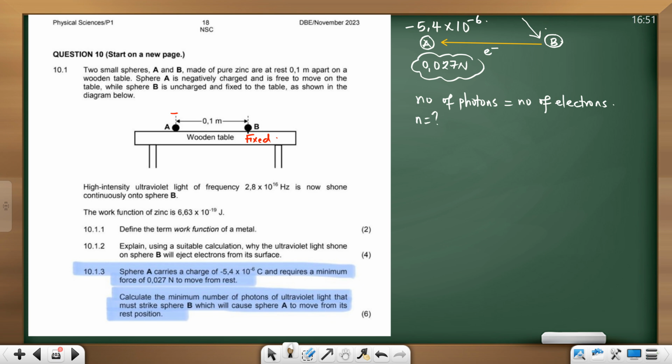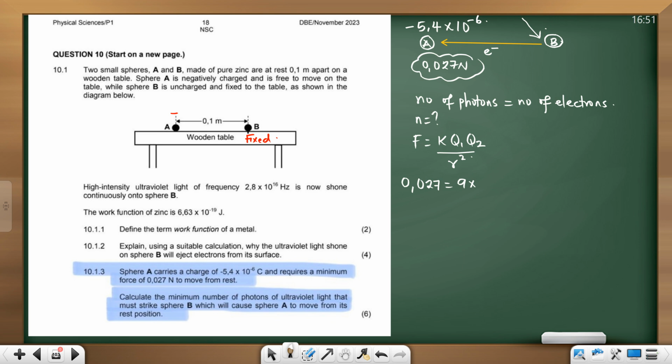How can we then relate? We are looking for the number of photons of ultraviolet light that must strike. The number of photons can be worked out based on E. Since we're talking about force, if we say F equals K Q1 Q2 over R squared, the force that must collide must be a minimum. Let's check something: 0,027.